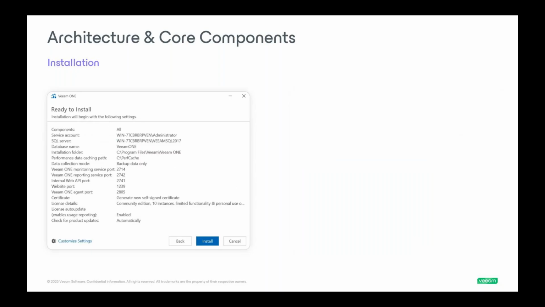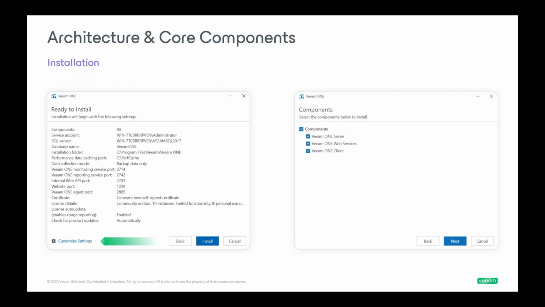When you've finished that, you will get a summary of the configuration that will be applied. Now, if you like the default settings as an all-in-one appliance, that works out fine. We do have the customized settings. You can see the components step here. If you hit customize settings, maybe you just want to install the Veeam ONE server and the client on this server and install the web services on another one. By default, it's all installed on the same server, but you do have options to get a little bit granular if needed.